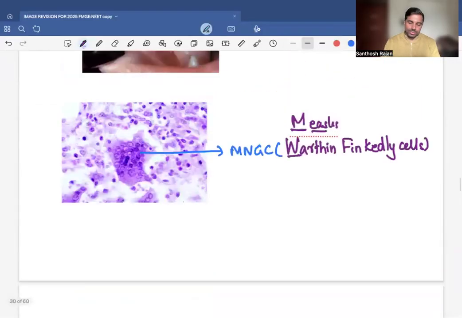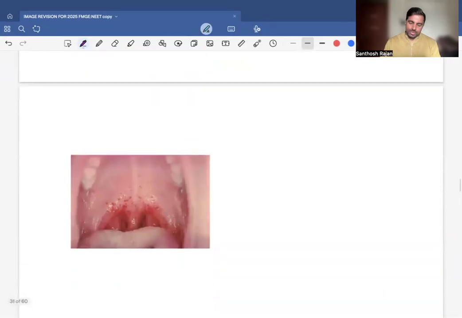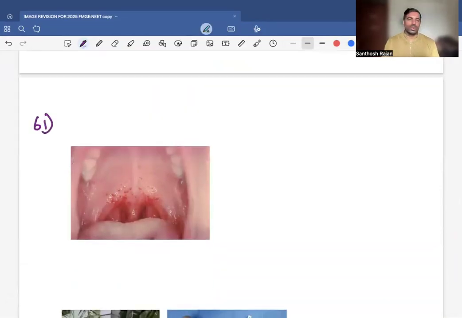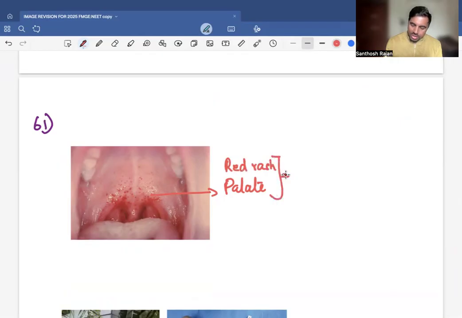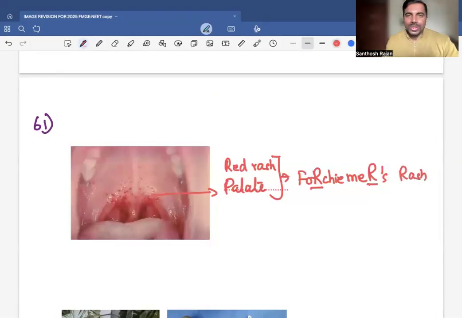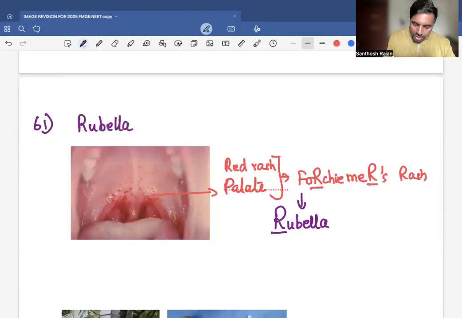Now comes the other one. The measles picture is definitely an expected question, so don't make a mistake. And look at this rash, the red rash on the palate. What is that called? That is basically called Forchheimer's rash. When it's a Forchheimer rash on the palate, especially the soft palate, what disease comes to your mind? MMR, so only R is left. That is your rubella. Important question. Again, rubella has come here. And remember, rubella comes under Togaviridae, rubella virus.